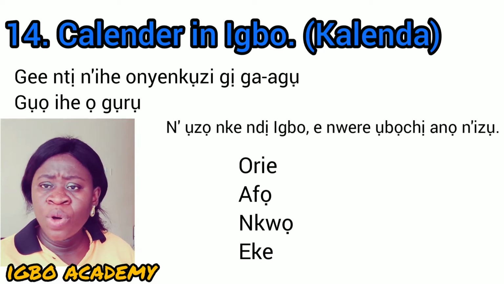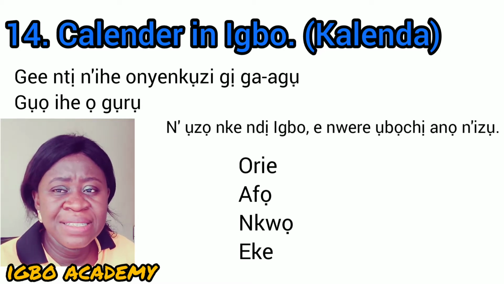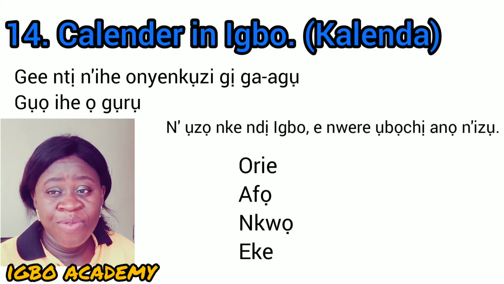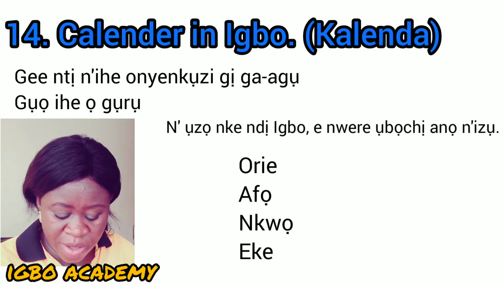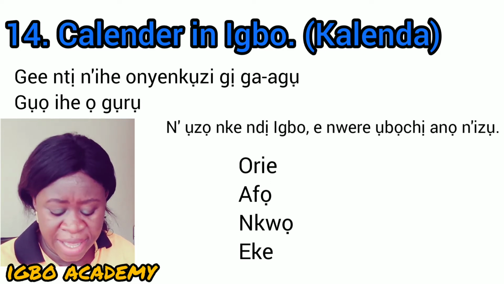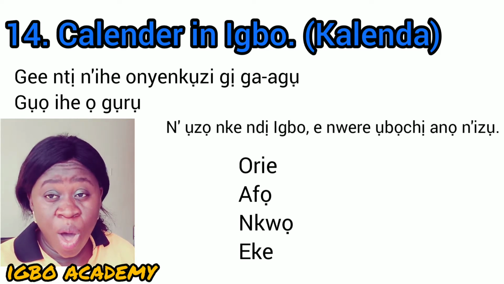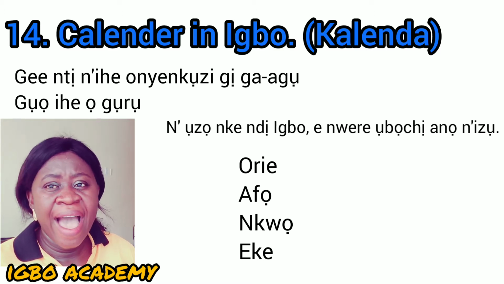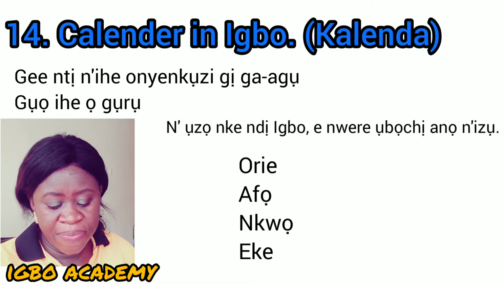In the Igbo counting of days, we have 4 days in a week. 4 days in a week. We have Oye, Afọ, Nkwo, and Eke.